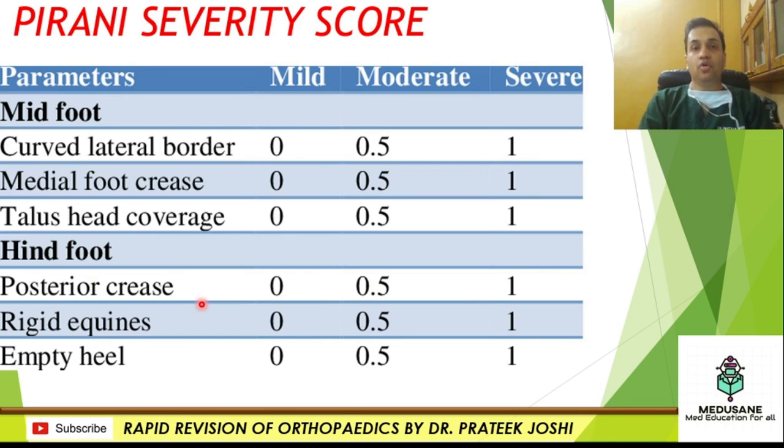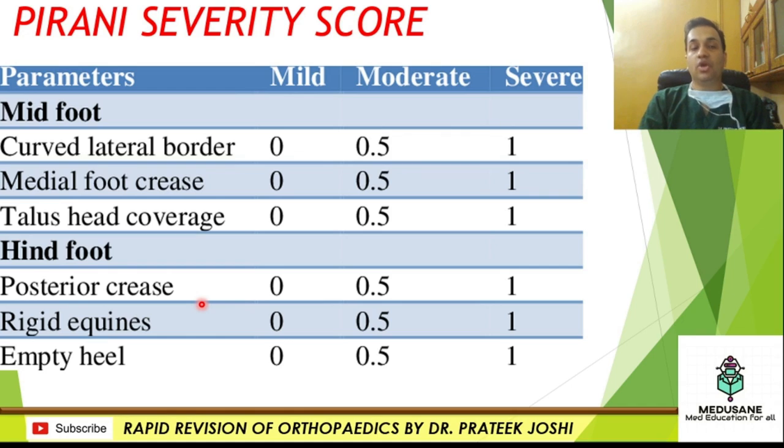Now, the Pirani severity score is a total score of 6 points, 3 for the midfoot and 3 for the hindfoot, and each of these has a score of 0 if the category is present very mildly or is absent. It's a score of 0.5 if it is moderately present, and if it is extremely severe, it is a score of 1, and therefore the highest Pirani score is 6.